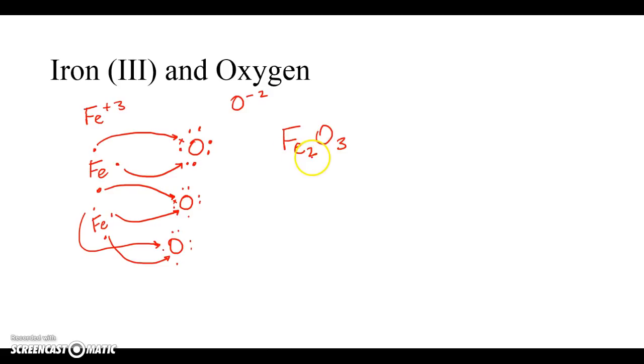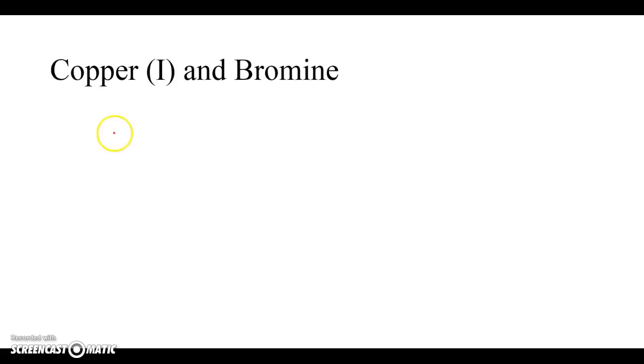So we have Fe2O3, and this is called iron 3 oxide. It's absolutely essential that you put down what the charge is. Otherwise, we don't know which type of iron it is, and we won't know what the chemical formula was. So let's try one more. This one is a little bit easier.